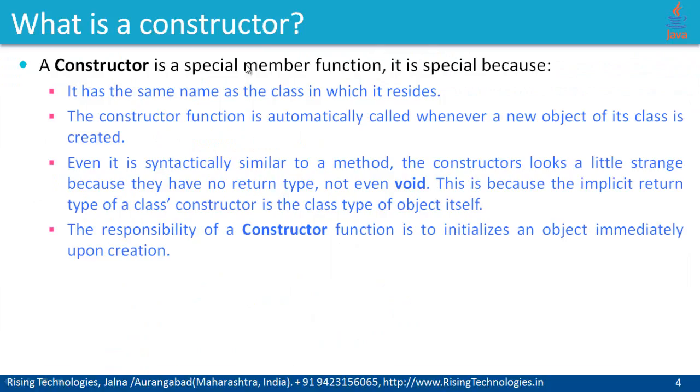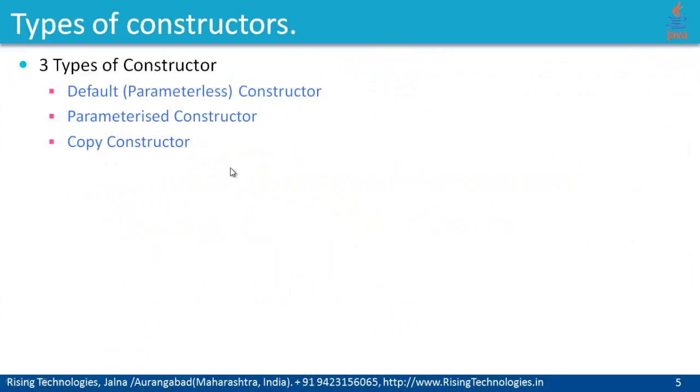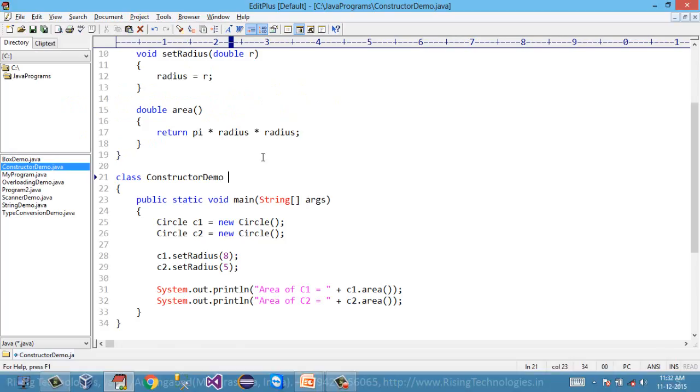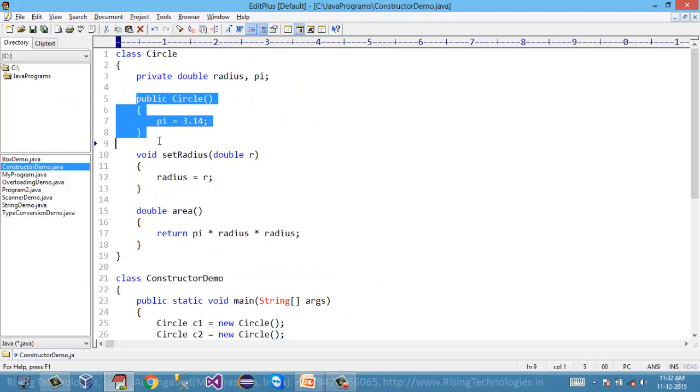So this is the constructor function. Now there are three types of constructor. The first constructor is called the default constructor. It is also called the default parameterless constructor. So I have created a constructor that does not have any argument. That's why it is called a default, non-argument or parameterless constructor. In our last example, we learned about method overloading. So a constructor is also one kind of method and we can also overload a constructor within a class.